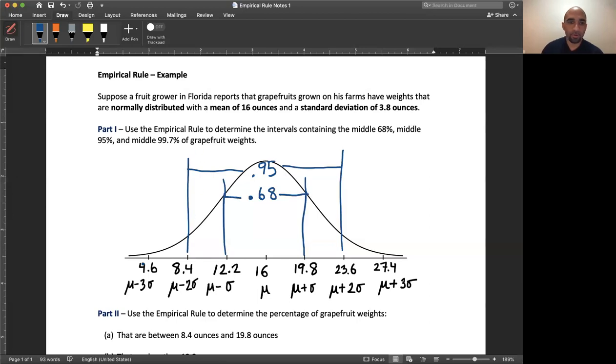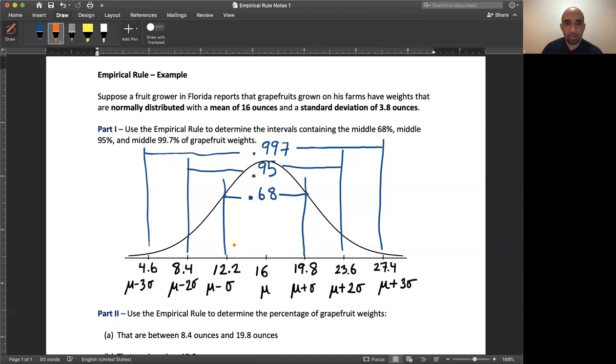And if we go out further, this position is three standard deviations below the mean. This position is three standard deviations above the mean. So between 4.6 and 27.4 ounces is the middle 99.7%. So 0.997, that's 99.7%. So virtually all of the grapefruit weights in this distribution, this population of grapefruit weights, are between 4.6 ounces and 27.4 ounces.